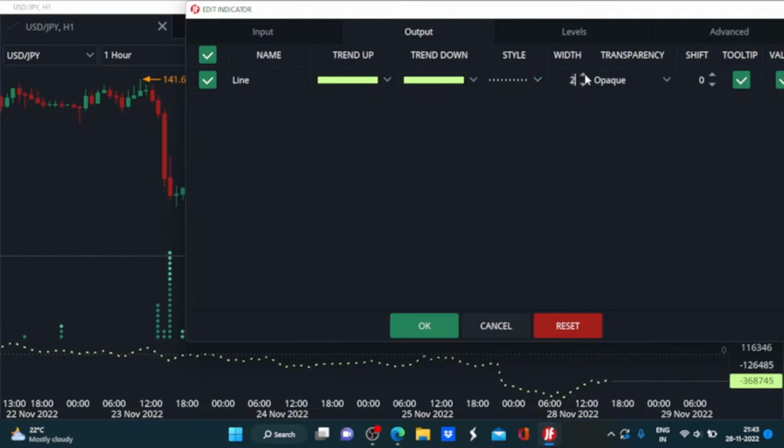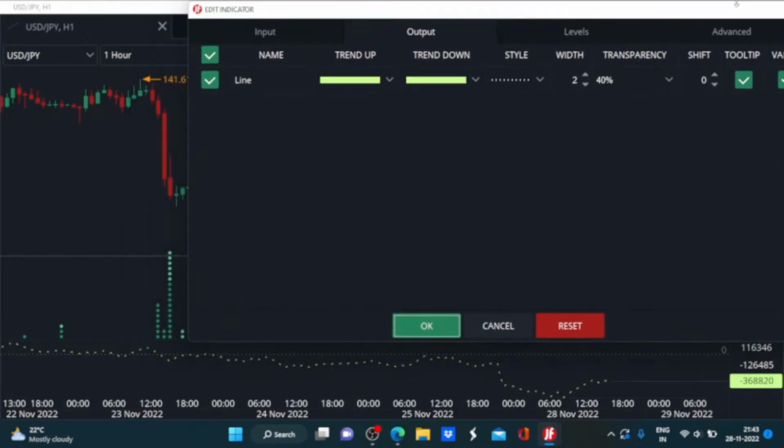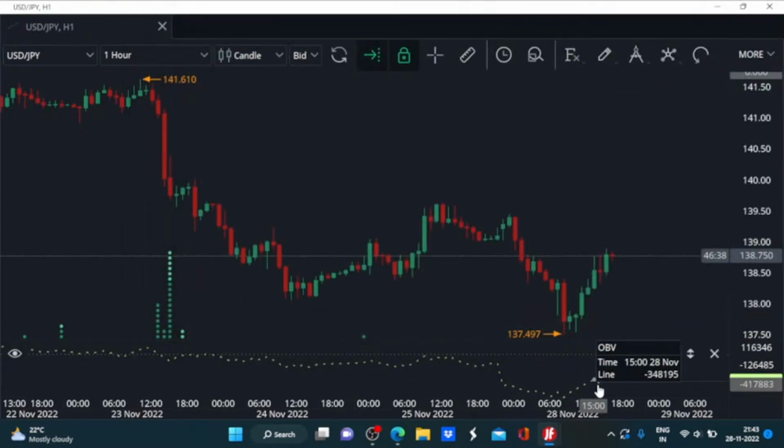All right, you can increase or decrease the width. Transparency can also be altered. So now this indicator is looking a lot different than a simple plain line. But of course, the reading is not going to be any different. It is going to be the same, only the styling is different in this scenario.